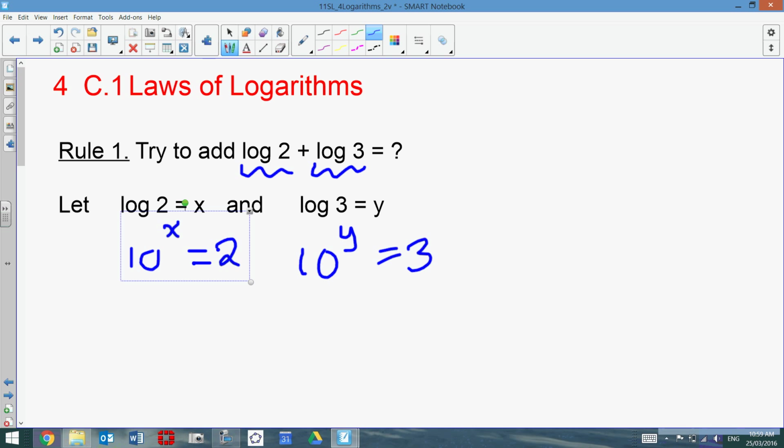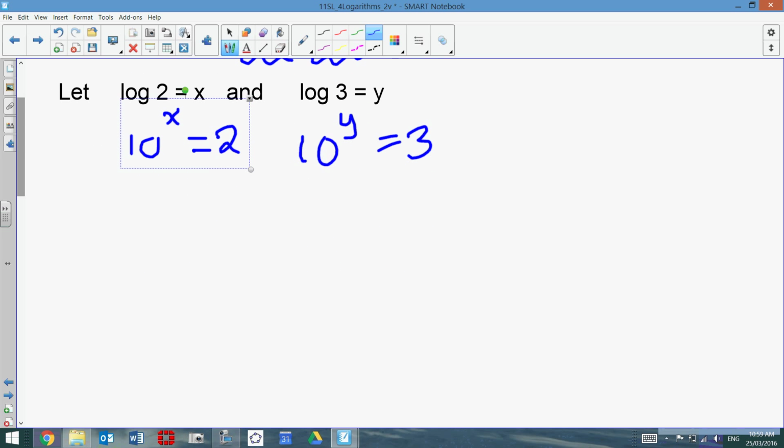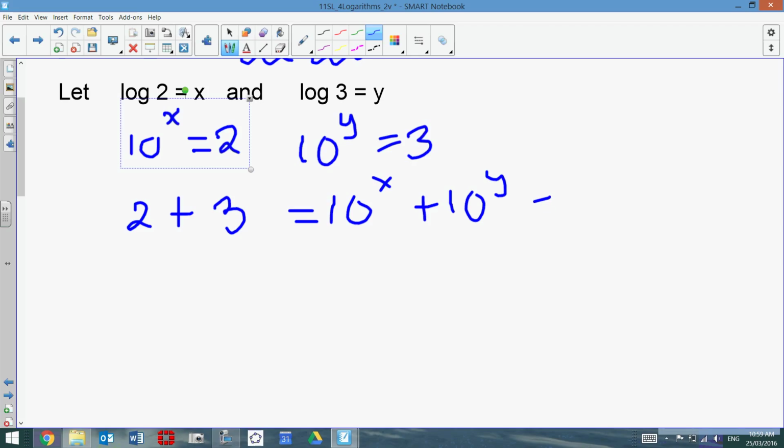All right, so let's think about how I would normally add. If I said 2 plus 3, which would be x plus y, that would be 10 to the x plus 10 to the y. However, I have no way of actually adding those two together because I have the same base, but I have different exponents. And remember my laws of exponents, I cannot do this. I'm going to put a big X through that. I can't just keep the same base and add the exponents.